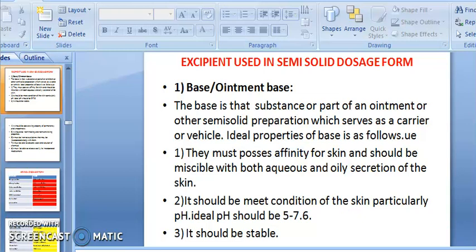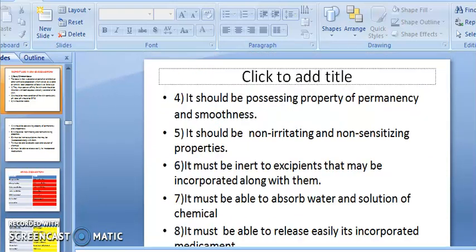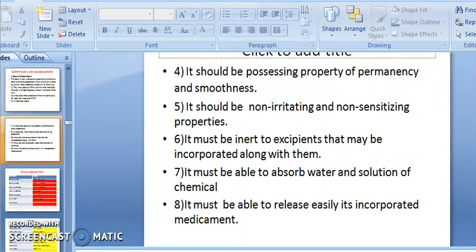It should be stable for a longer period of time. It should possess the property of permanency and smoothness. It means it should not alter or change your stratum corneum structure. It should maintain the permanency of your stratum corneum and give smoothness to your skin. It should be non-irritating and non-sensitizing, so it does not irritate or sensitize the skin.